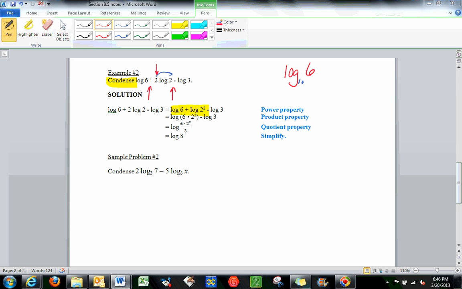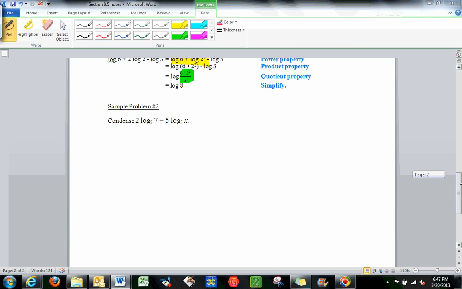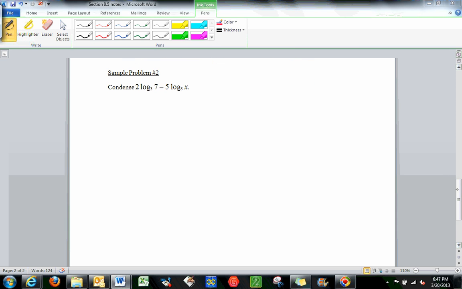And then last but not least, if you look at this, we have a lot of numerical values in there that can also be condensed. So 2 squared is 4, 4 times 6 is 24, and then 24 divided by 3 is 8, leaving us our final condensed log. Right there, log base 10 of 8. So be sure that you condense all the way down to the simplest log possible. If we have multiple log statements, we want to get down to a singular log statement. So go ahead and pause the video at this point and try sample problem number 2.